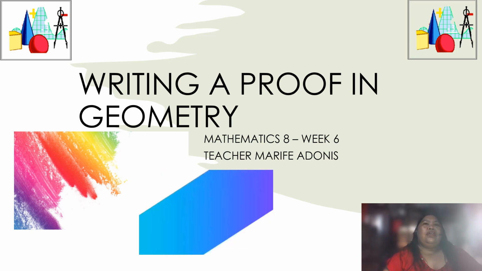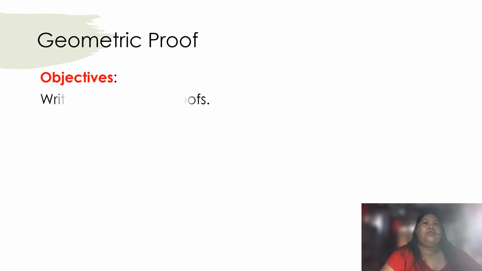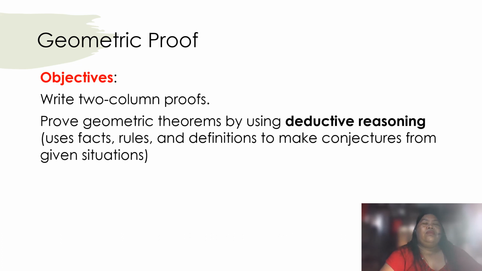Our lesson for today is writing a proof in geometry, and this is Mathematics 8, Week 6, and this is your teacher, Marife Adonis. Okay, so we have geometric proof. Our objectives: write two-column proofs, prove geometric theorems by using deductive reasoning that uses facts as rules and the definitions to make conjectures from given situation.